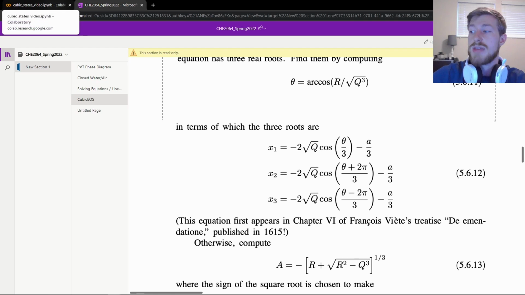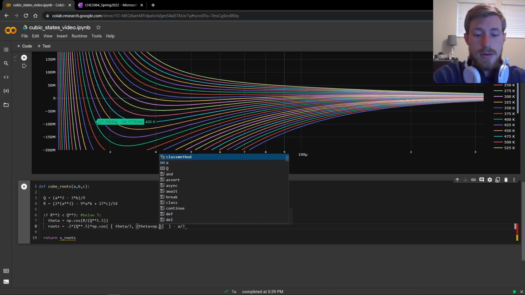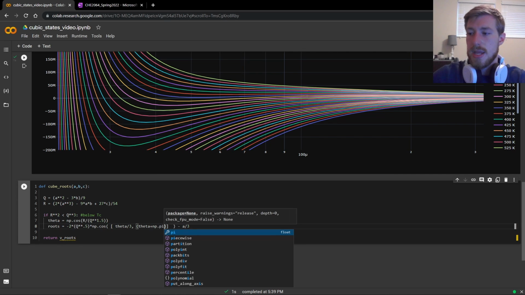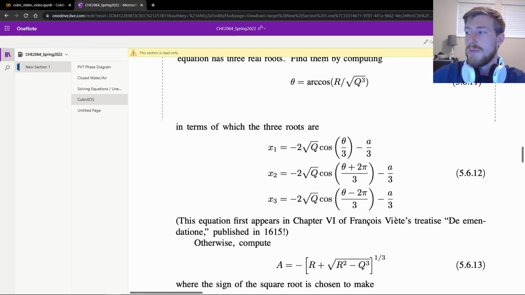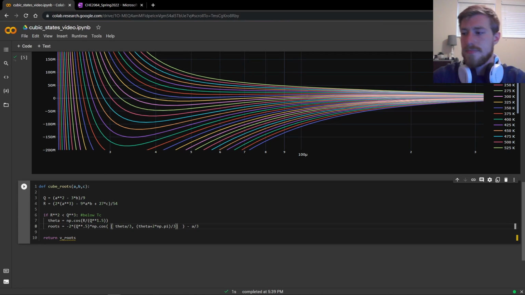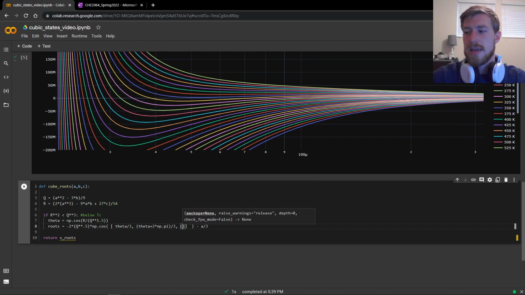The second root is theta plus 2 pi over 3. So theta plus, since this is plus, we're going to have to put it in parentheses. So in parentheses, theta plus np.pi, and we're going to have to multiply that by 2, so 2 times pi. So theta plus 2 pi divided by 3. That's our second one. And the third one is exactly the same thing, but subtracted.